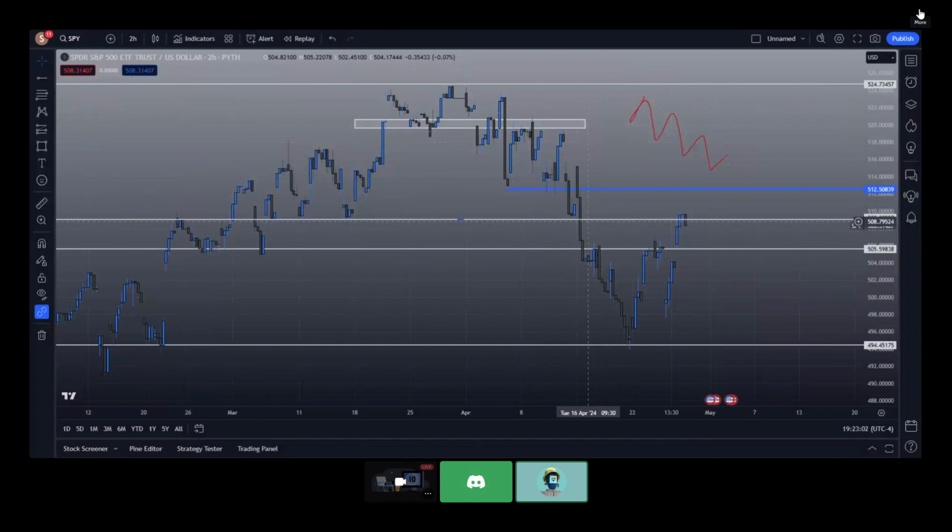Like I said, everything is about developing a plan and executing the plan. So I need to figure out, okay, this is a key level. This is an area where I think sellers are definitely gonna be, or this is a resistance that became support, or this is a support that became resistance. So I'm expecting price to come up to this area to reject. Once we get up to this area and I start seeing sellers actually reject, then I'm gonna figure out where I'm gonna take the trade.